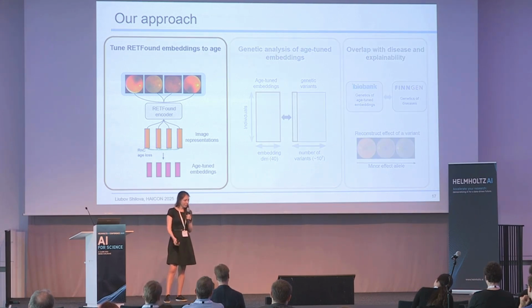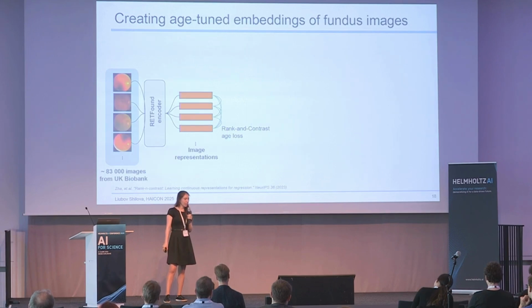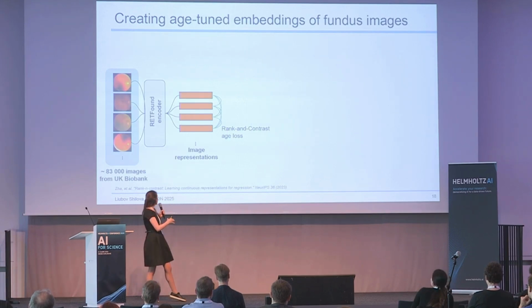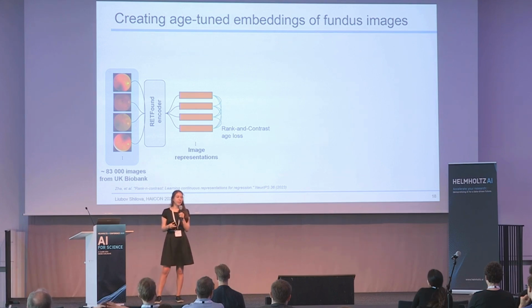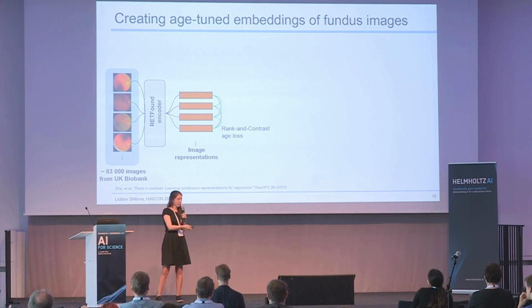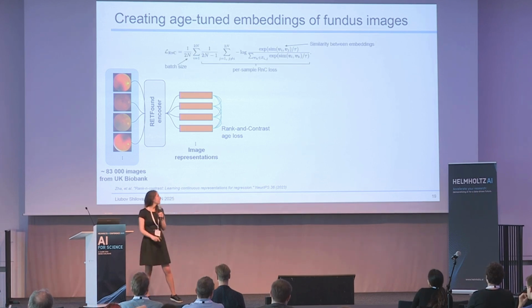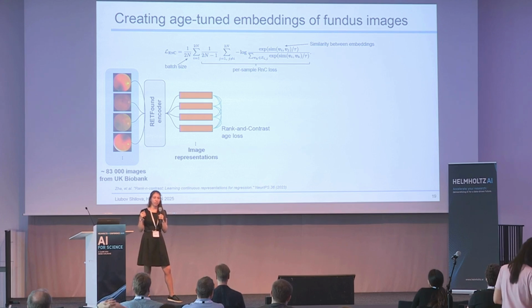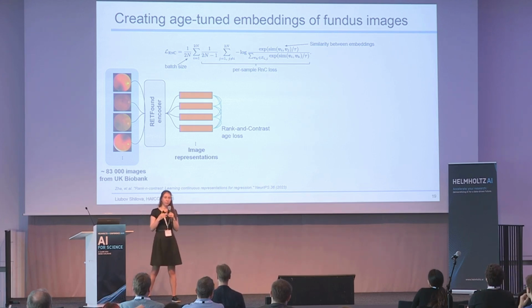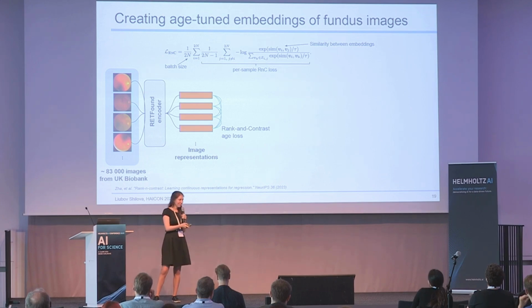This is how we did it in a little bit more details. We took fundus images from UK Biobank and used RedFound encoder and fine-tuned it to age by using Rank-N-Contrast loss. The exact loss is presented here, but intuitively the representations of people that are close in age are being pushed together, and for people with larger age difference, we push the representations apart.